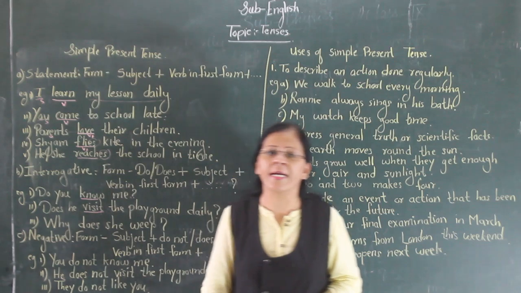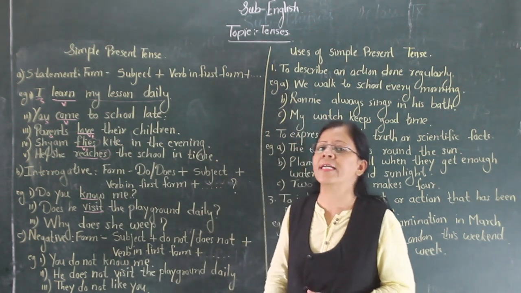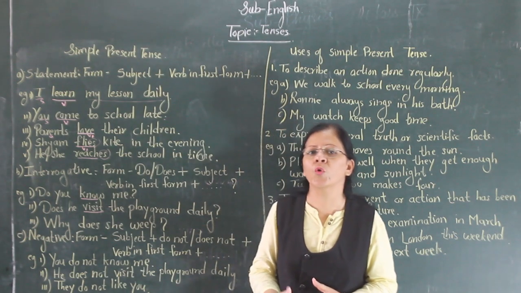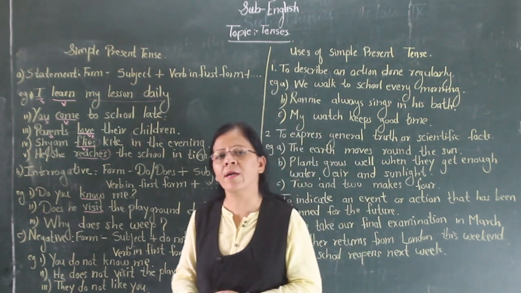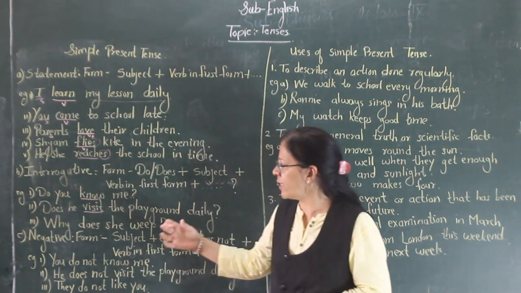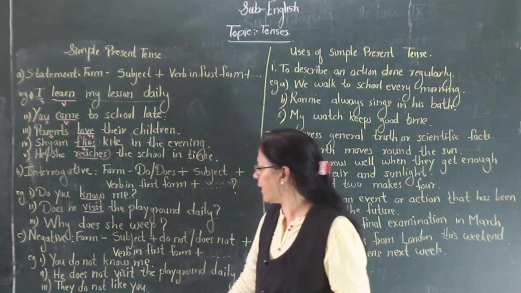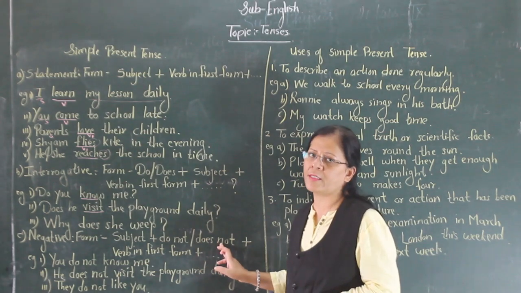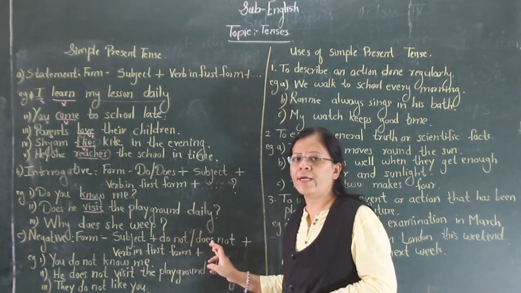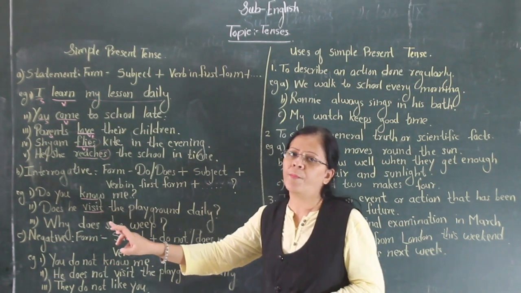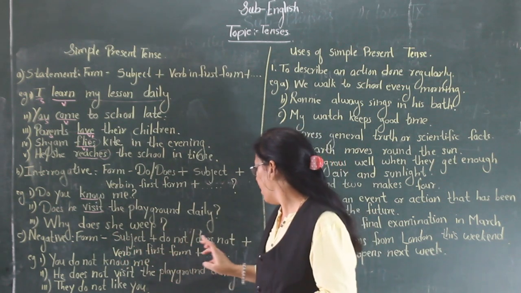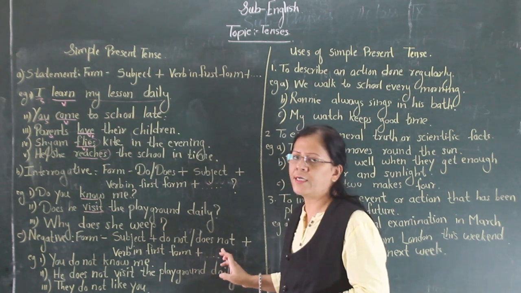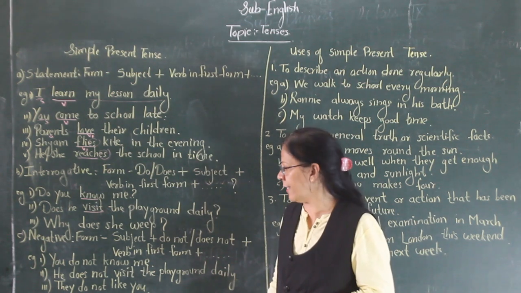Next, now negative. What is a negative sentence? The sentence which contains words like no, not, never. These are called negative sentences. So what is the form of negative in simple present tense? Subject plus do not or does not. So do not or does not depends upon the person. Okay? Plus verb in its first form plus the remaining part of the sentence.